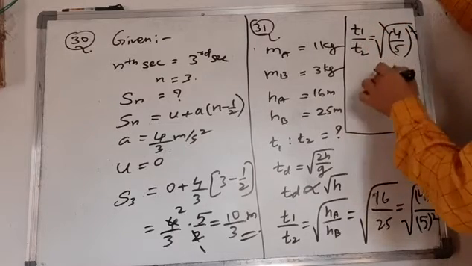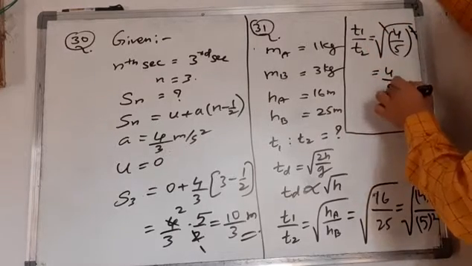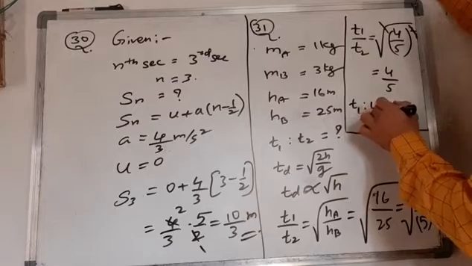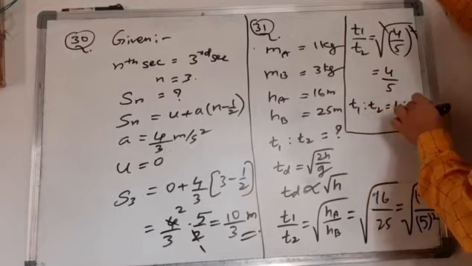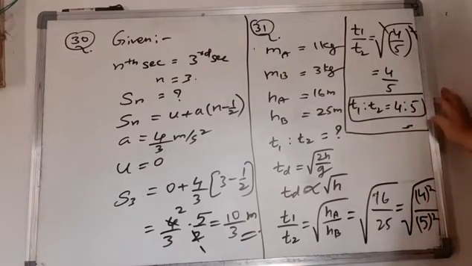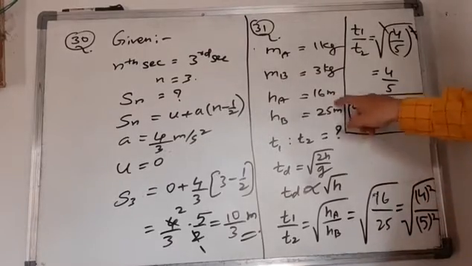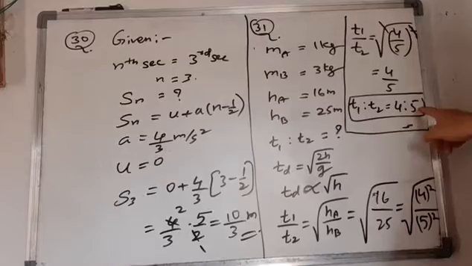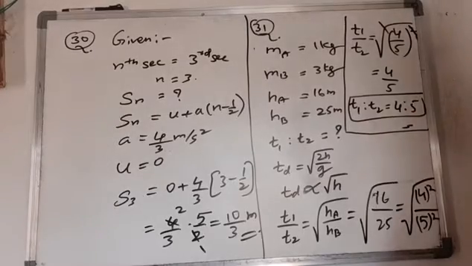Square and the root get cancelled. That is equal to 4 by 5. That is nothing but T1 is to T2 is equal to 4 is to 5. This is our answer. The time ratios will be like this. If your height ratios are like this, the time ratios will be like this. Okay.